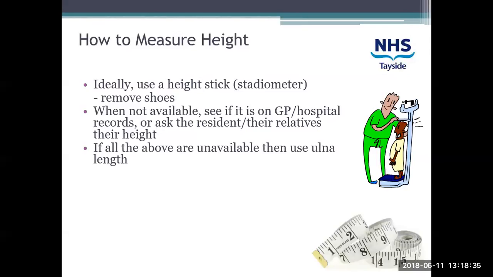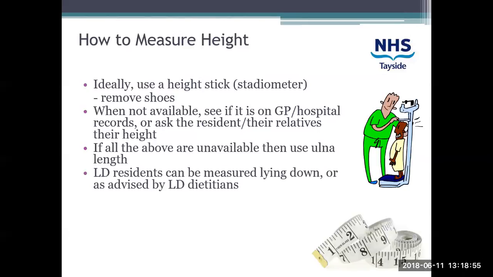If the above was not available, then what you could use is an ulnar length, which I'll go into in more detail over the next 2 slides. Some people have used the demi-span before, which we don't actually use in practice anymore, because the ulnar length has been found to be more reliable. For learning disability residents, they can be measured lying down, or as advised by the learning disability dietitian.